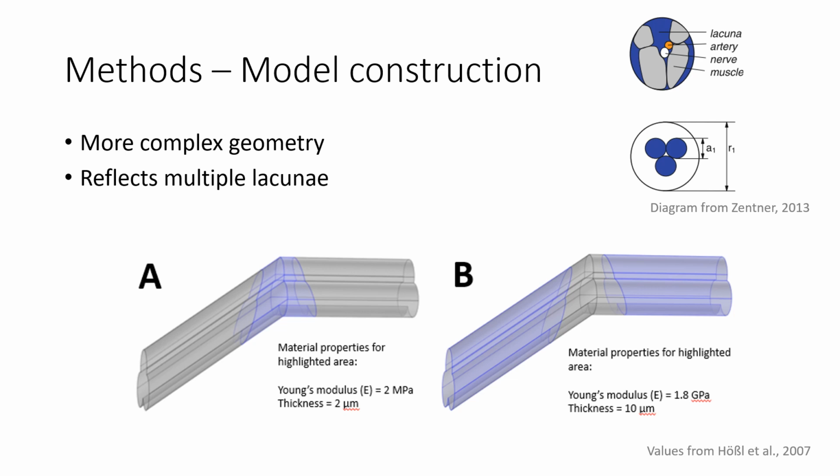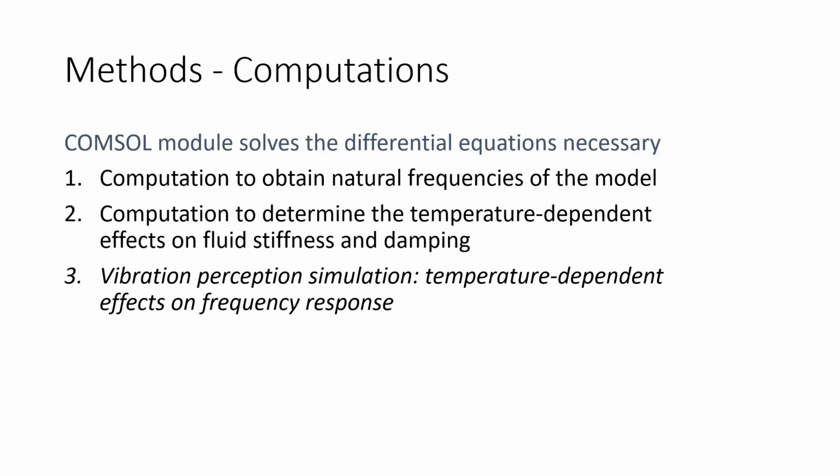In my model, I reflected this by using 3 cylinders to create the model. And here, one thing I want to point out is that the model is exactly identical to the previous model, except for the geometric complexity, reflecting multiple lacunae rather than just a single one as shown on the previous slide. So all the material properties are the same, and the fluid could leave the structure as well at these 2 ports. So using these 2 models, I conducted 3 computations.